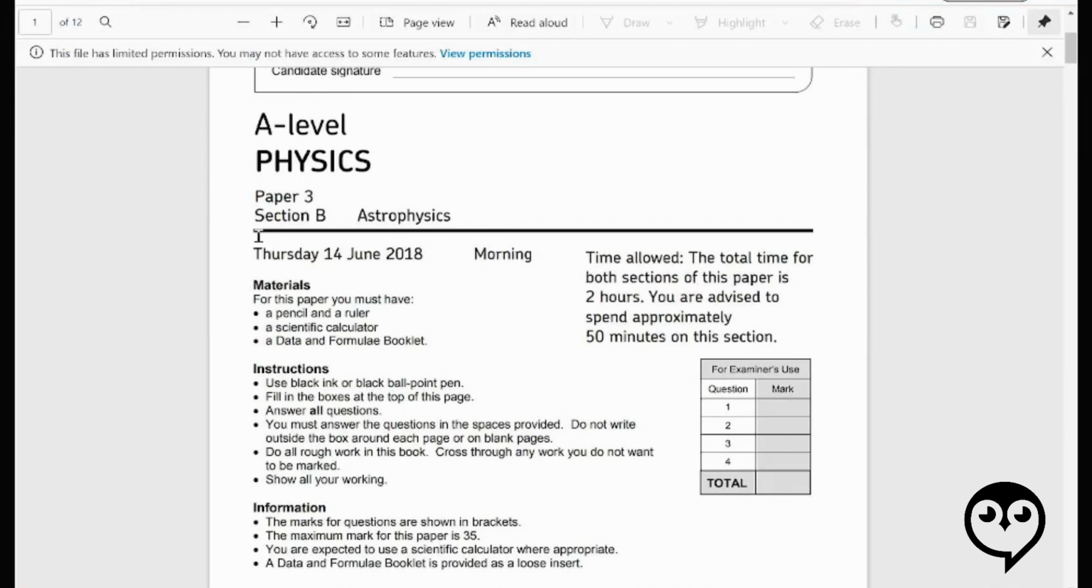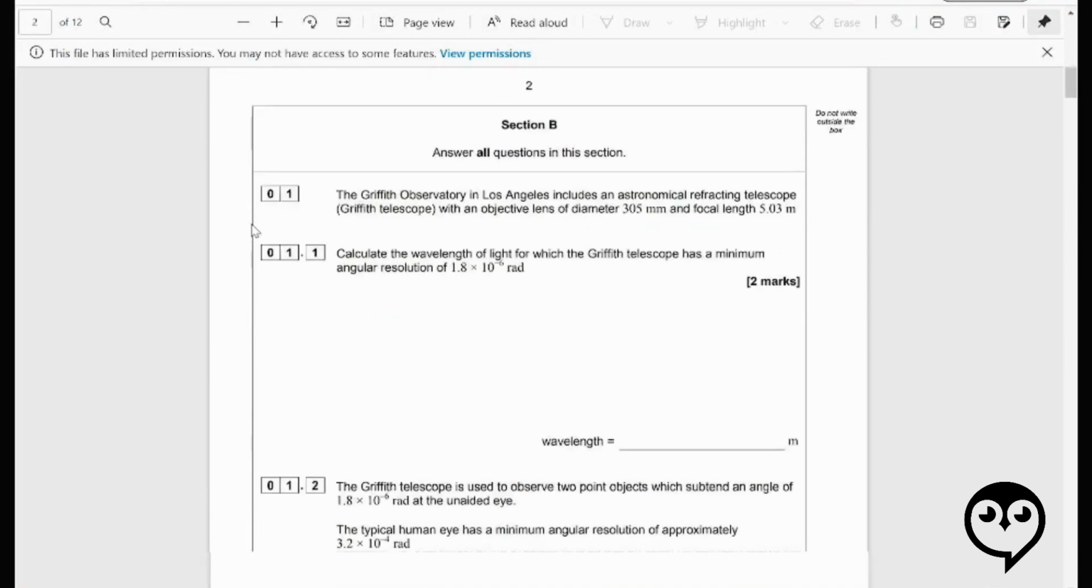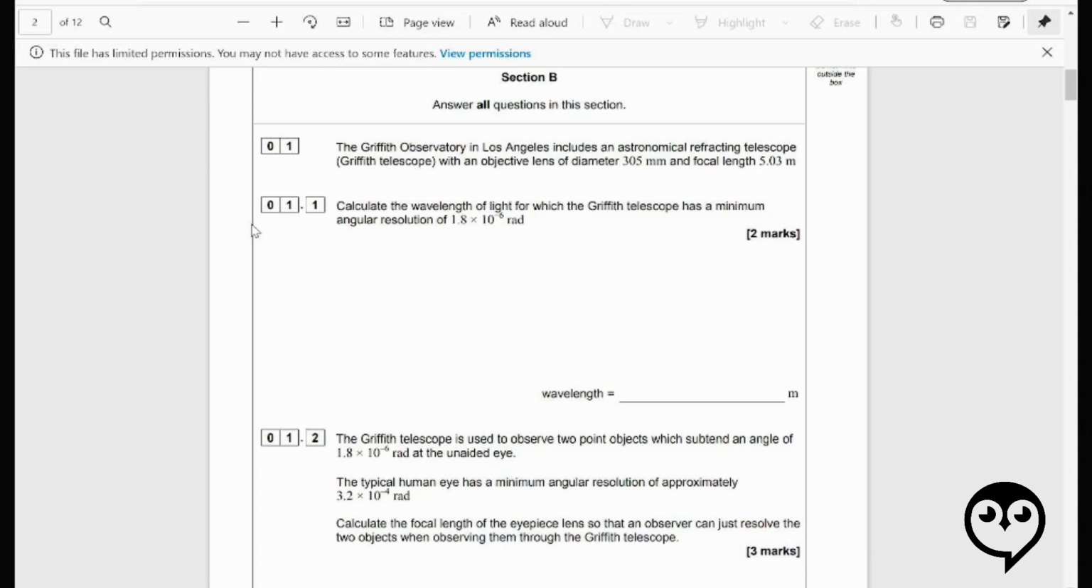Okay, and I've got the paper 3, section B, Astrophysics from the AQA 2018. So question 1 is about the Griffith Observatory in Los Angeles. You maybe have not ever been there, but I guarantee you have seen it at some point in your life.